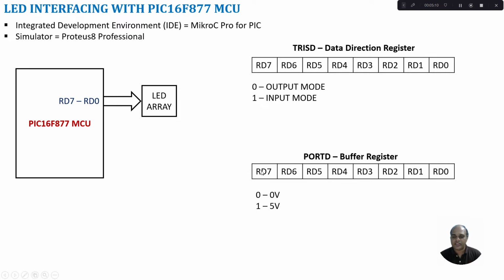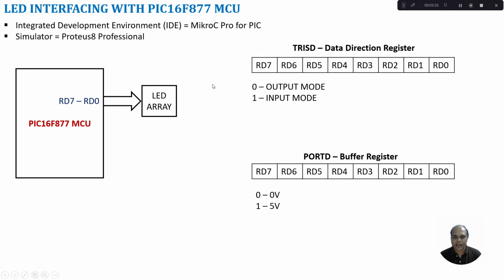A logic 0 to a particular bit means the corresponding pin will be at 0 volt. A logic 1 to the bit means the corresponding pin will be at logic 5 volt. So using these two registers, we try to write an embedded C program, and we try to do a toggling of LEDs.